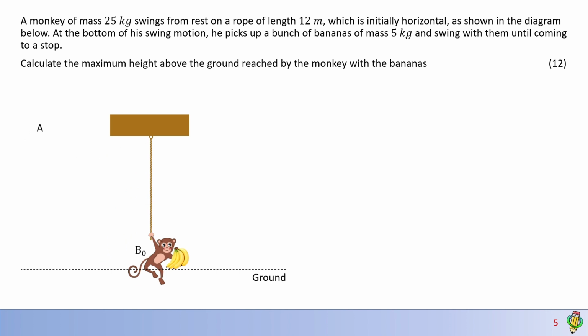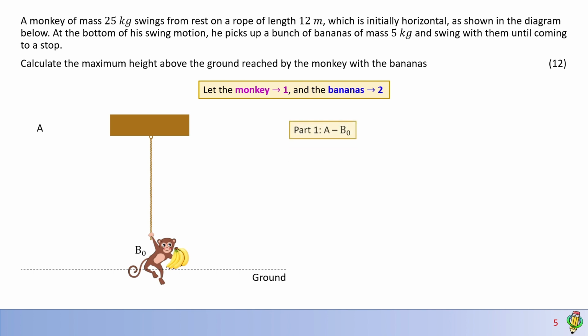At this position, the monkey is vertical. And it is just before he picks up the bananas. So I'll call that point B0. Let's let the monkey be 1 and bananas be 2. This will help us write our equations neatly. I'll call the position of the monkey from position A to position B as part 1 of the problem. What we know is that the mechanical energy is conserved when the monkey swings from position A to position B0 just before picking up the bananas.